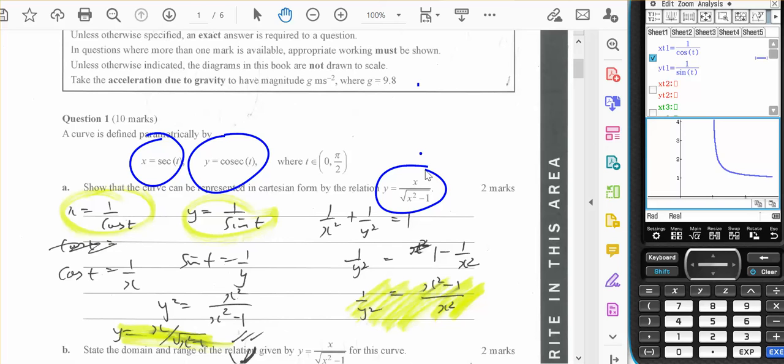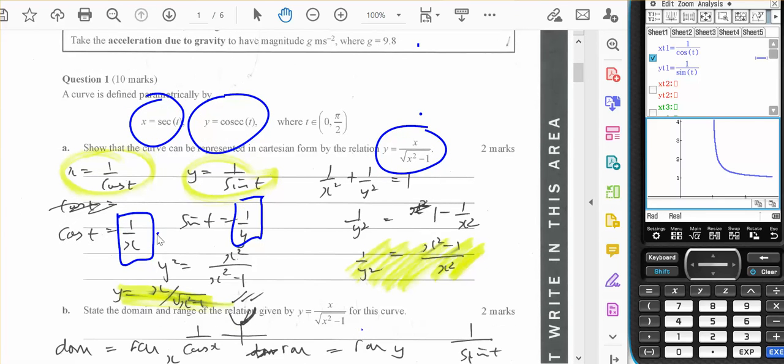So x equals 1 on cos t. I'm going to move that around to cos t is 1 on x, therefore sine t is 1 on y. I wish to use the idea that cos squared plus sine squared is 1, so that gives me this. Rearrange, given what I was asked to rearrange.